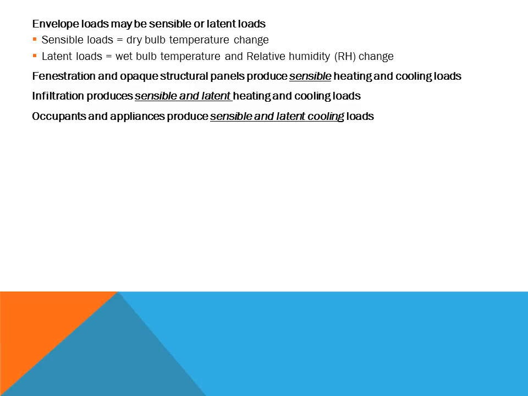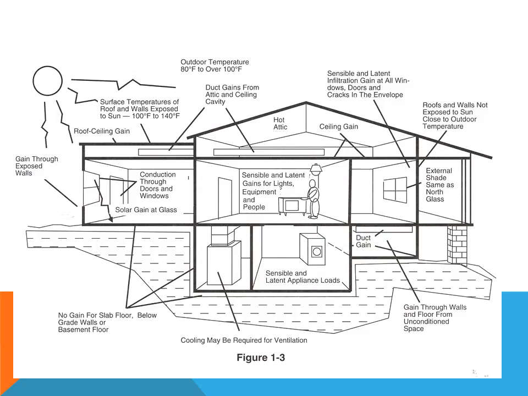Here's a list of other issues that we look at for sensible loads and latent loads that we talked about before. This is the fenestration and opaque structure panels and how they produce sensible heat loads. Latent heat loads come from air infiltration from outdoors, or the people inside the building, or plants or animals that may be inside the building. Here are solar gains, and we look at other things that can affect the sunlight coming through the windows, people inside the structure, and appliances like washing machines and dryers, which can add a heat load or humidity into the house.